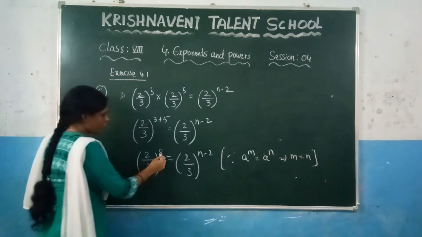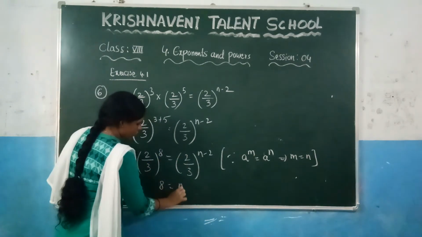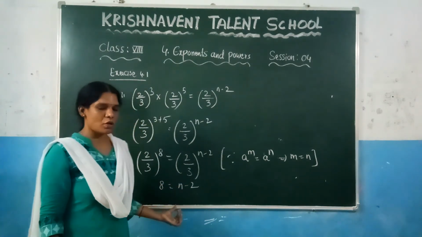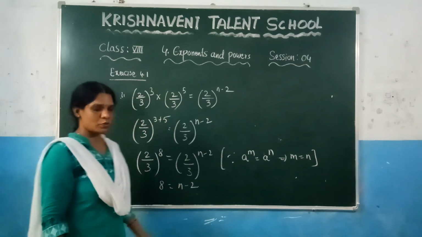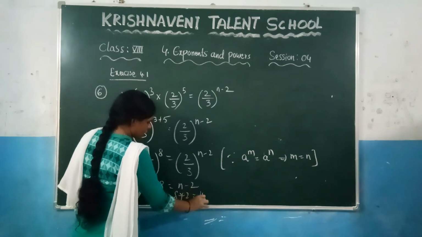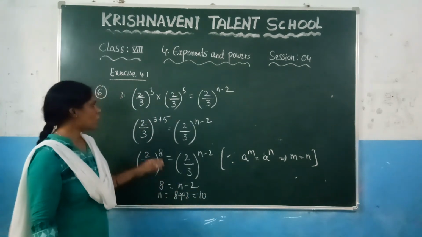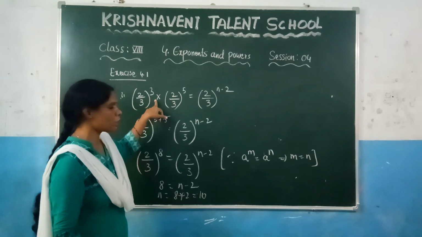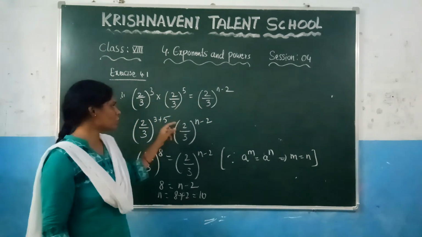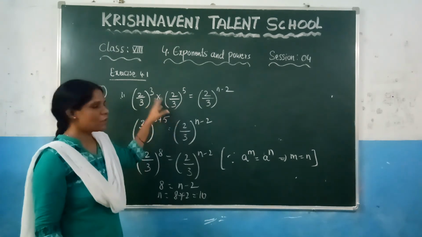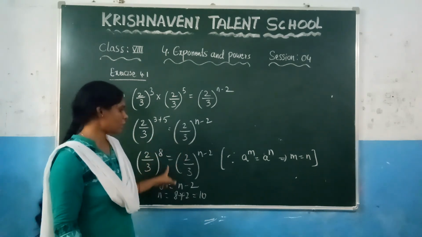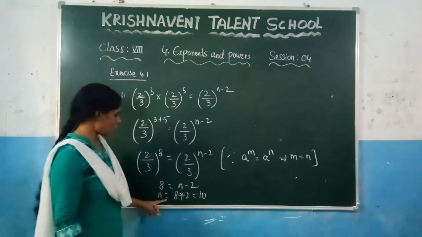So now equate the powers. 8 is equal to n minus 2. Since we need to find the value of n, take minus 2 to this side, it will become plus 2, so we will get 8 plus 2, which is nothing but 10. So what they have given here is (2/3)^3 × (2/3)^5 is equal to (2/3)^(n−2). Since the bases are the same, we have added the powers, and after that the bases are equal, we have equated the powers, so that you got the value of n, which is 10.